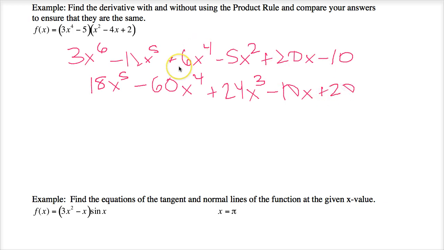I wish I didn't erase all that stuff, but hopefully this matches what I did with the product rule. I think it is. So essentially, I proved that the power rule and the product rule both give me the same answer, and that's something that they expect of you on the AP exam.